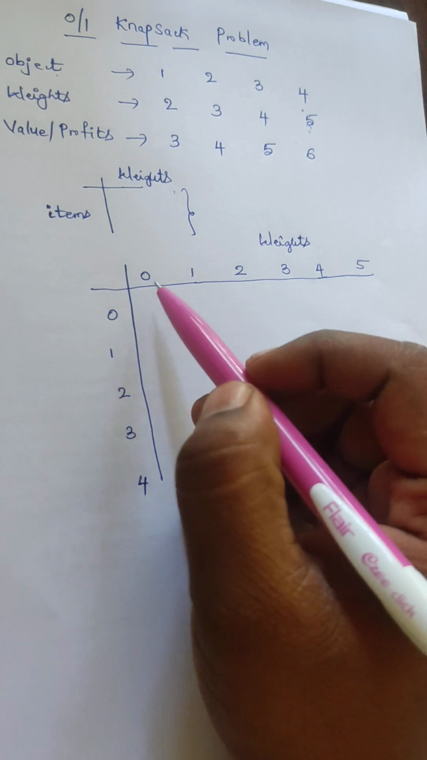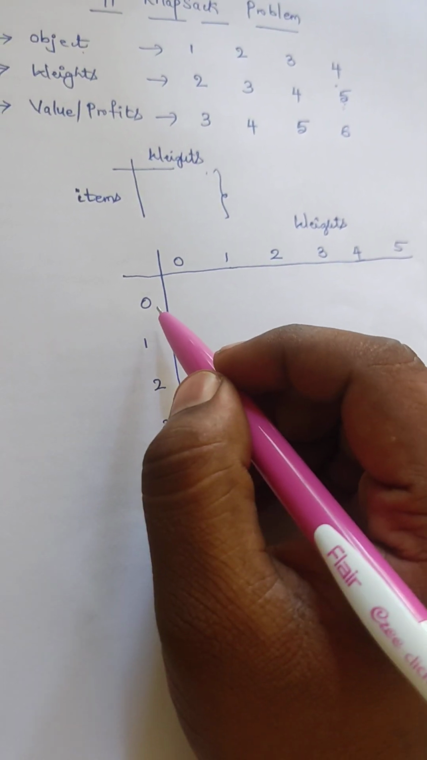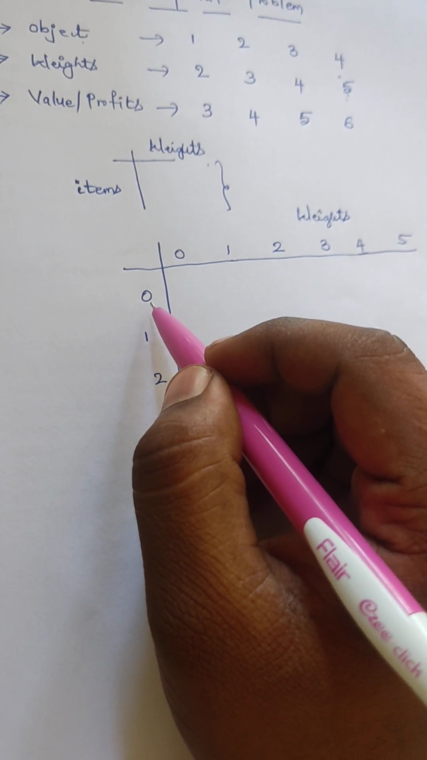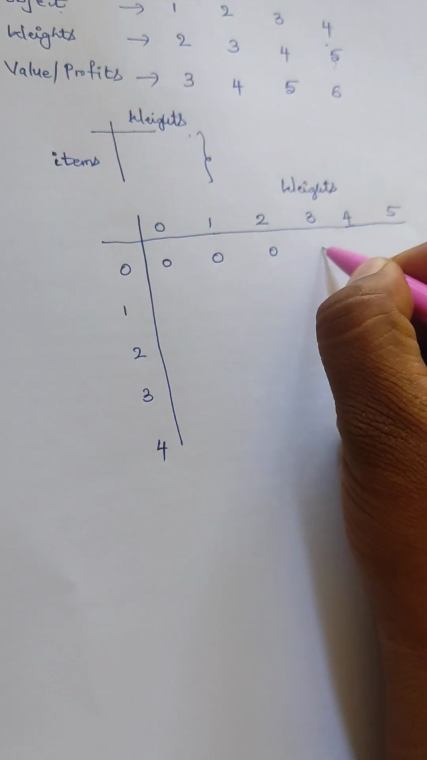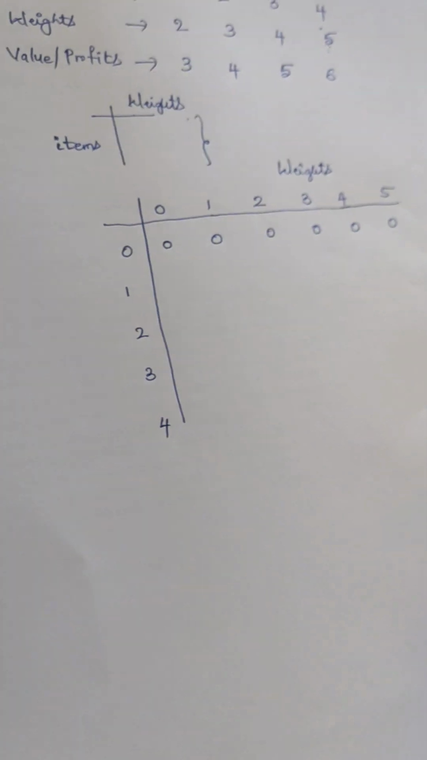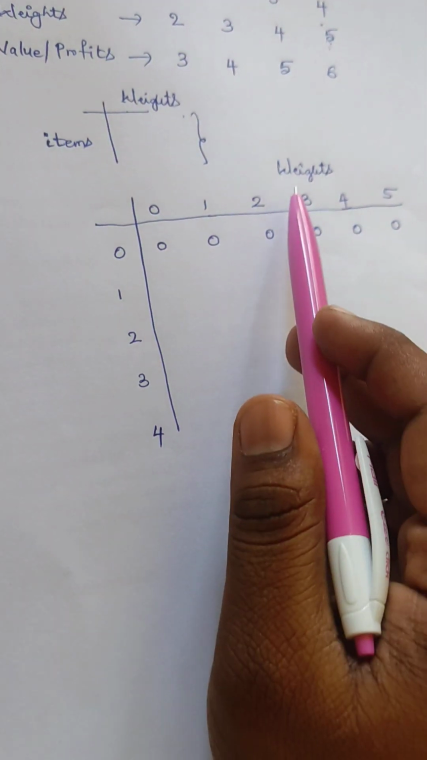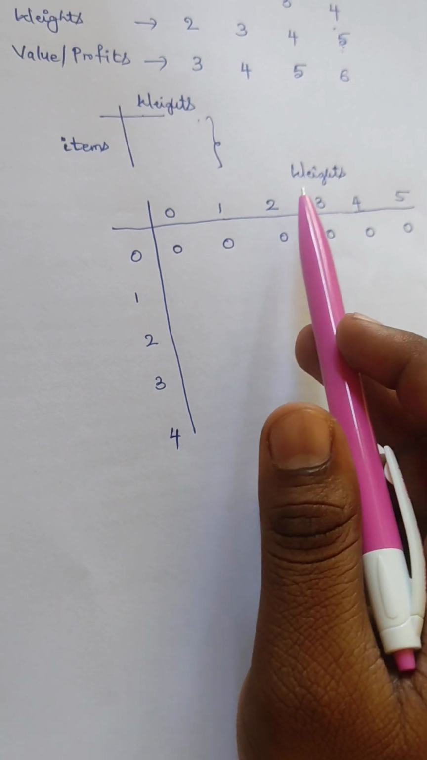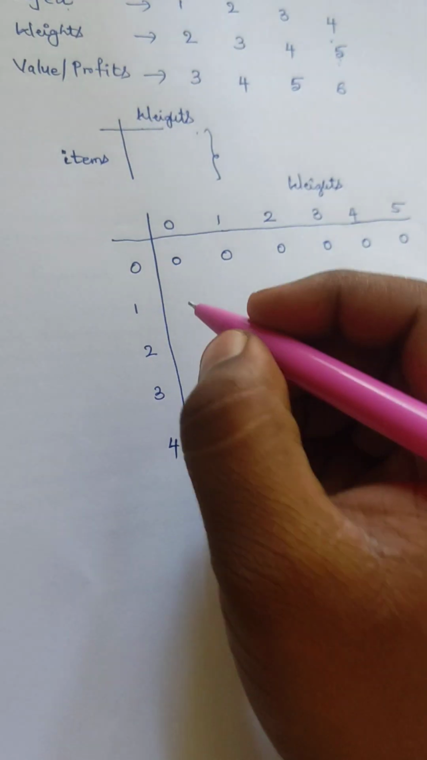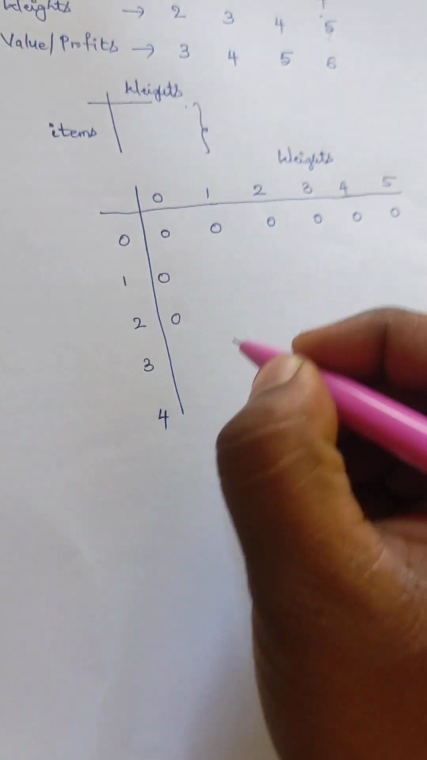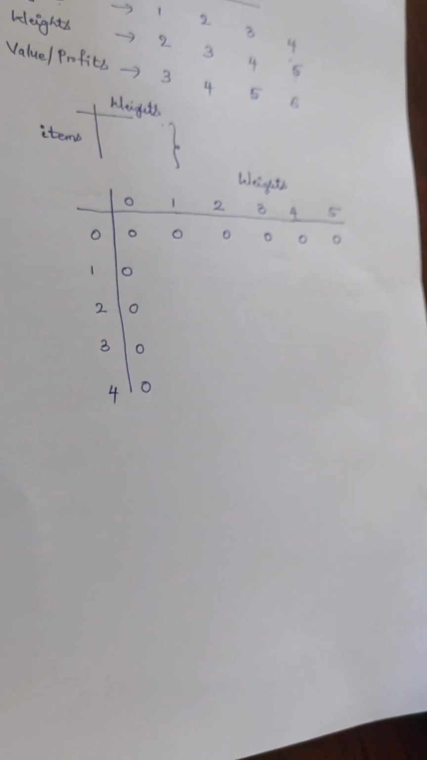Now, if I don't take any object, then there is no weight either. Clear? So every value in that row should be 0. And if the weight is 0, it simply says that we have never taken any object, because the weight is equal to 0. So the first column also has to be kept as 0. This is the matrix representation.